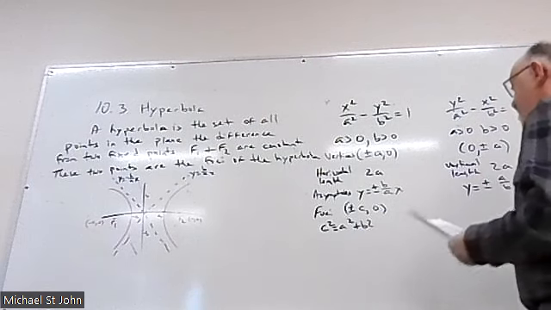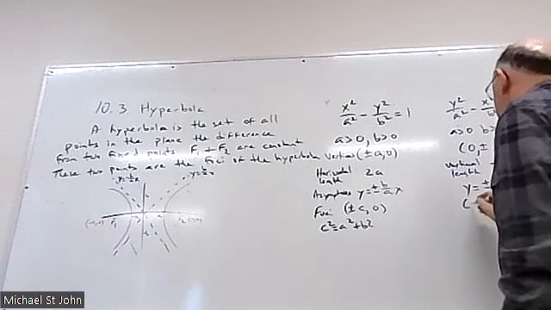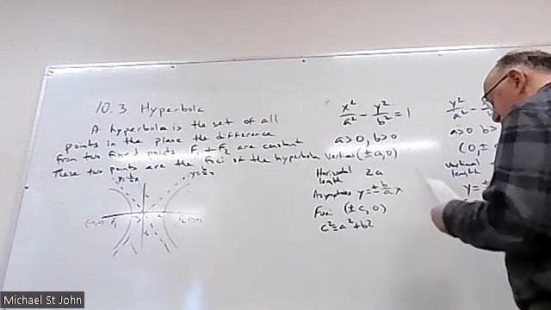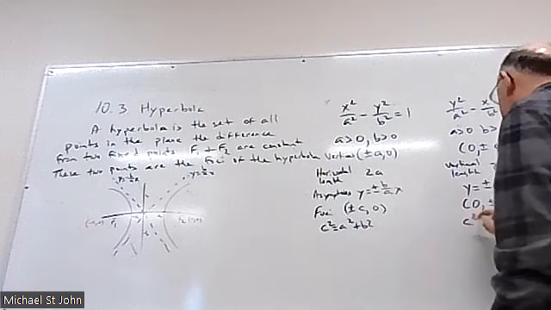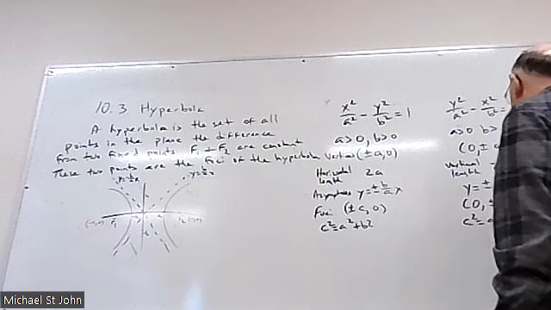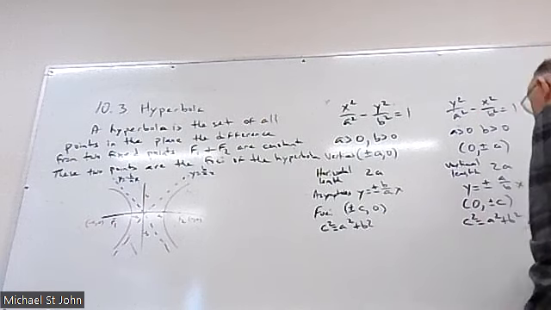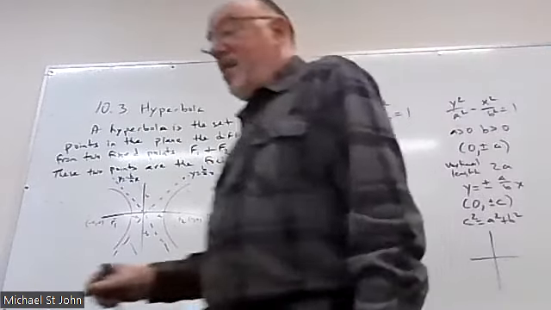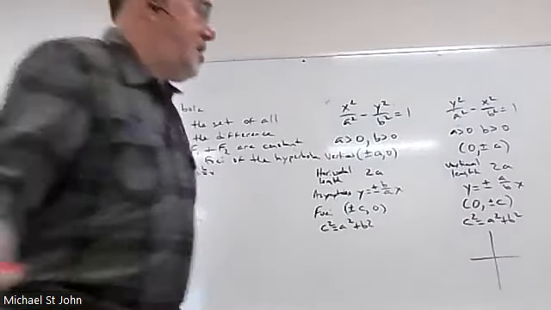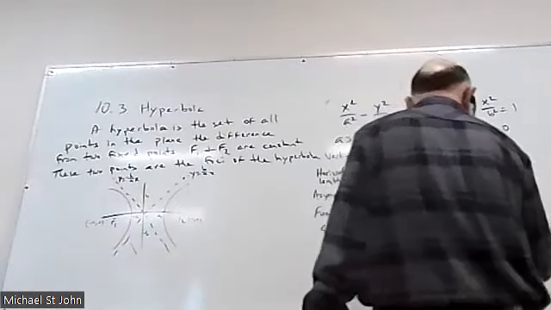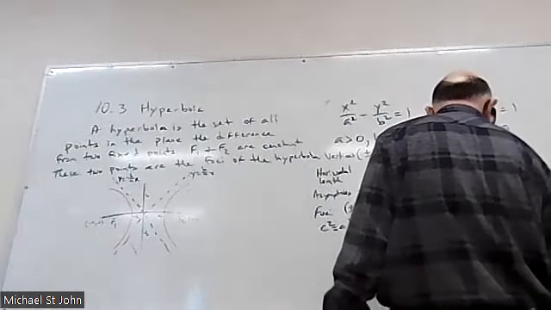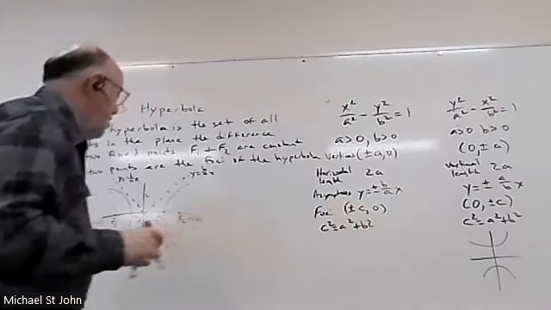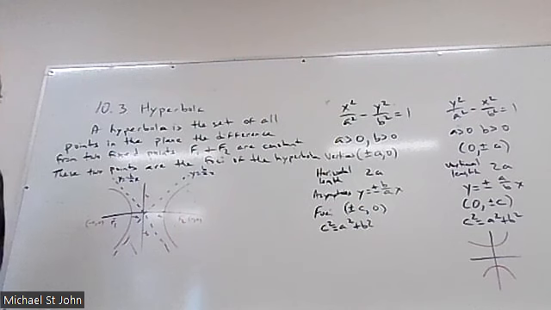And then the foci are 0, plus or minus c. And again, c squared equals a squared plus b squared. And a quick drawing. This would now be a hyperbola that would be running in this direction. So like that. Okay. So 2 types. All right.